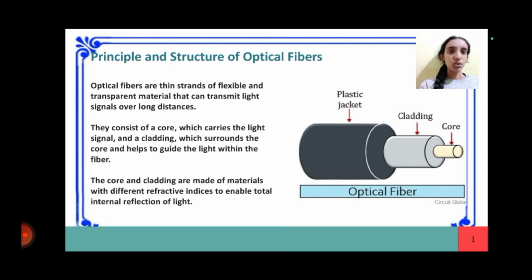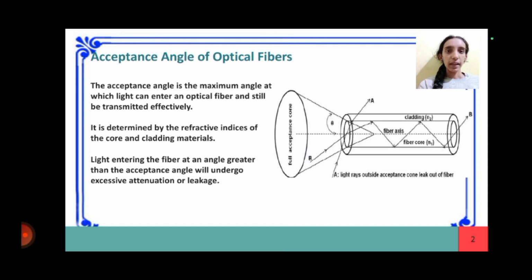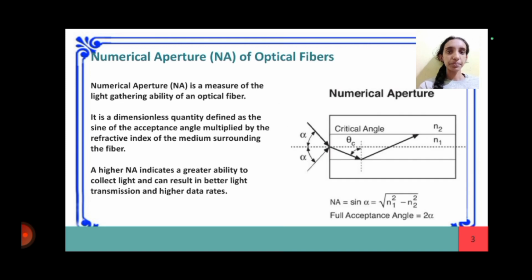We can see the structure of optical fibers, which consists of a plastic jacket, cladding and core. And the acceptance angle of optical fiber: the acceptance angle is the maximum angle at which light can enter an optical fiber and still be transmitted effectively. It is determined by the refractive indices of the core and cladding materials. Light entering the fiber at an angle greater than the acceptance angle will undergo excessive attenuation or leakage.